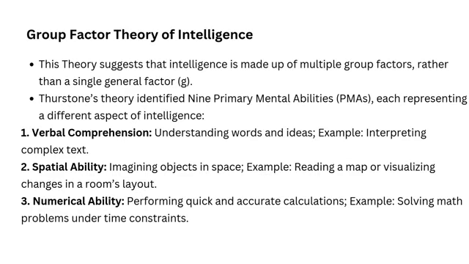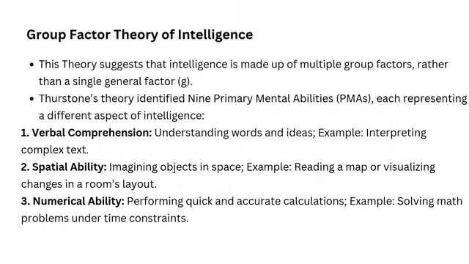Thurstone's group factor theory focuses on the idea that intelligence is not a single entity but is composed of specific abilities. These abilities, also known as the primary mental abilities, the PMAs, are distinct cognitive skills that can work independently or together in different tasks. One of the key concepts in this theory is the group factors. Group factors are intellectual abilities that are shared among certain types of tasks, but not all tasks.